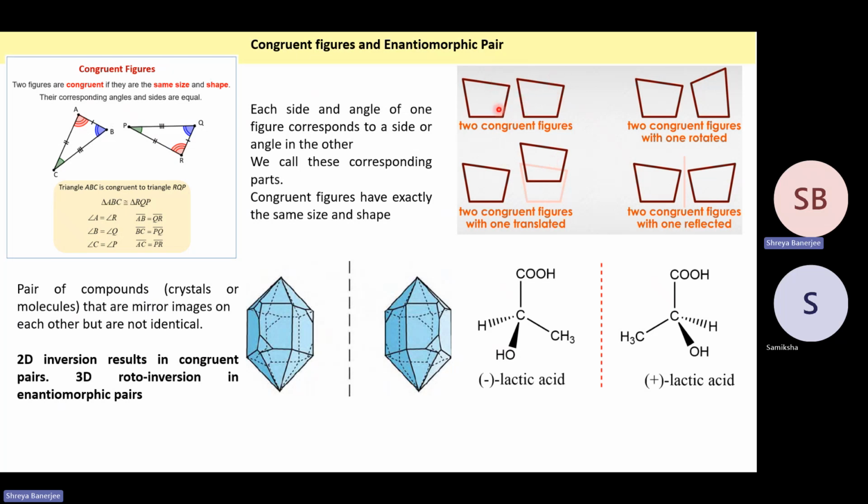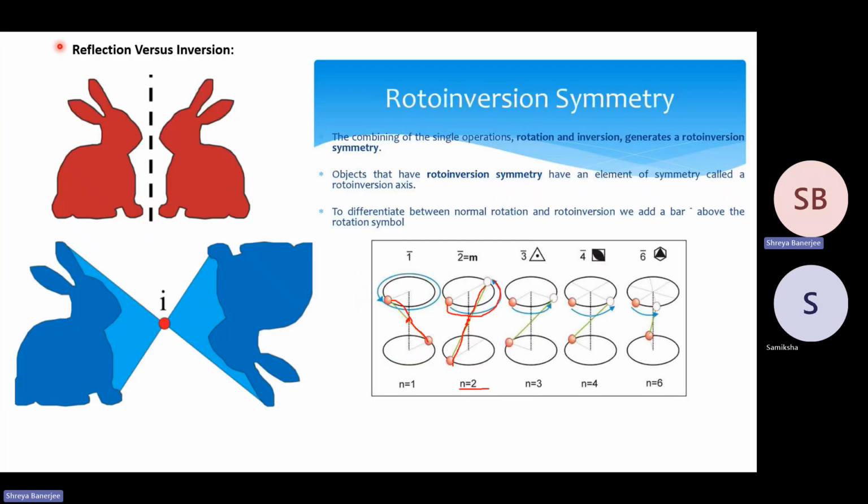Then you can have two congruent figures where one is translated or one is reflected and so on. These are just different terminology that are being introduced in this set of lectures. And you can see inversion leads to congruent images. When this image was inverted, the resulting image and the original image are congruent because the sides are of equal length and all the angles are also equal.